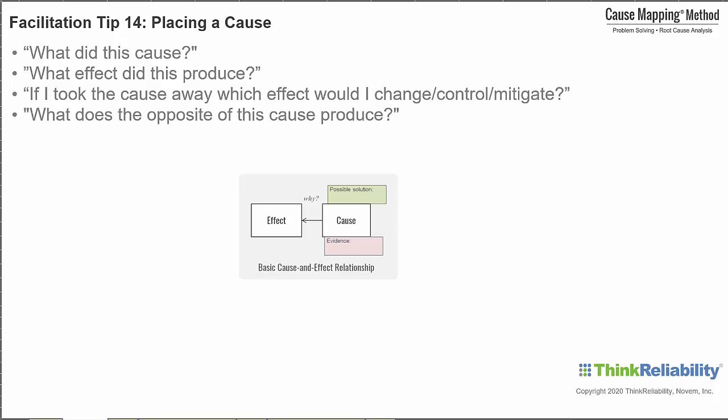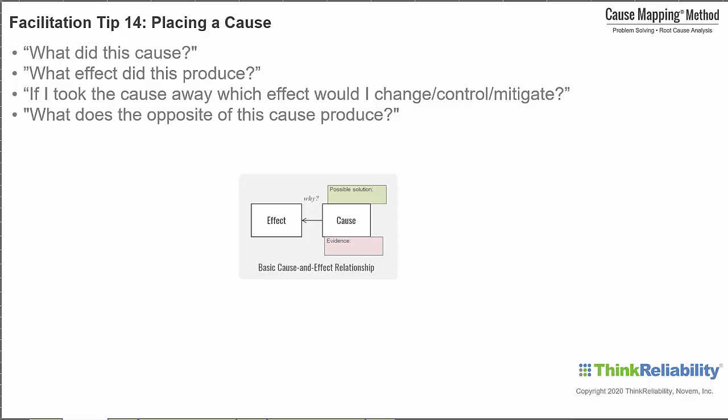In this tip, I want to explain how to place a cause that has previously been parked. In facilitation tip number 9, I covered the benefits of parking a cause, or placing it to the side, sort of tabling that conversation so you can keep the group focused on one topic at a time. With this specific tip, I want to cover a few questions that will help you place those causes once you're ready to add them into your cause map diagram.